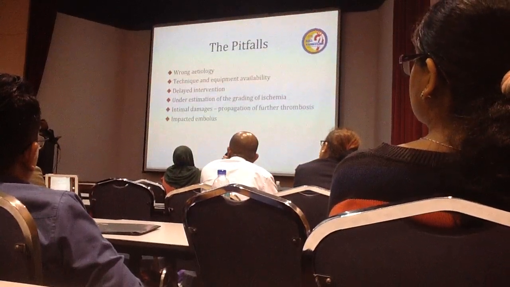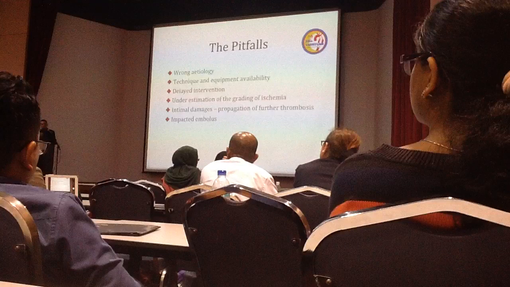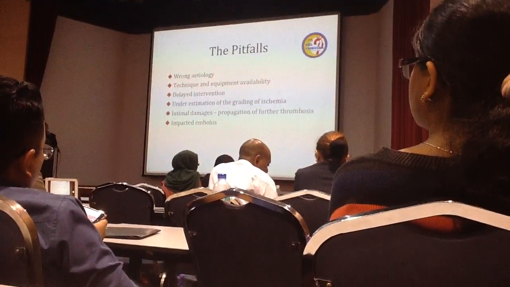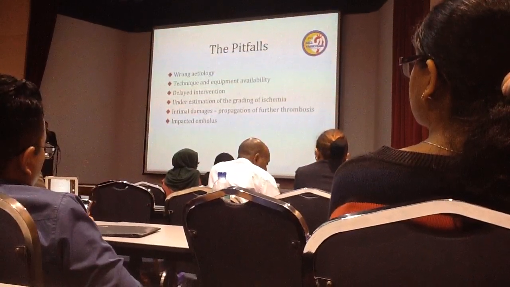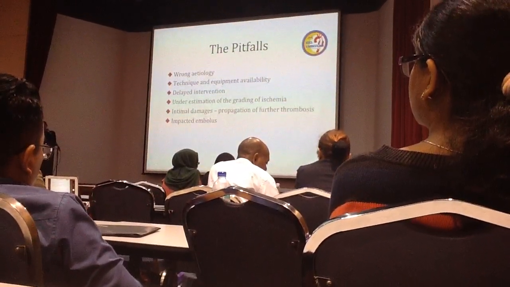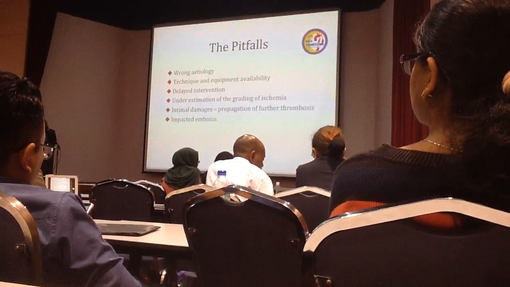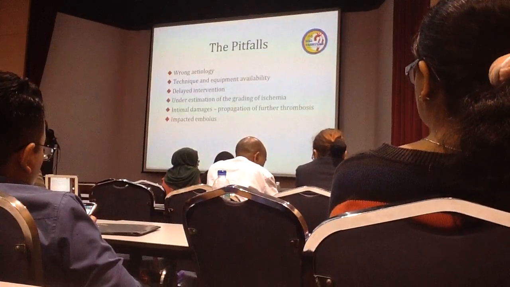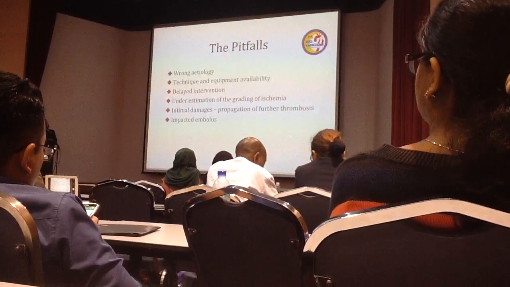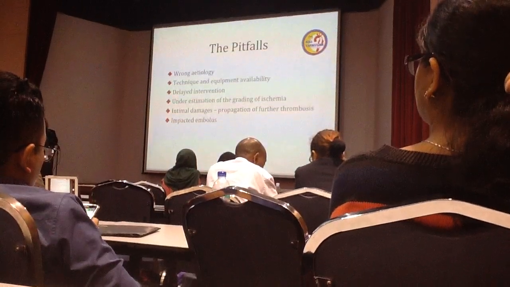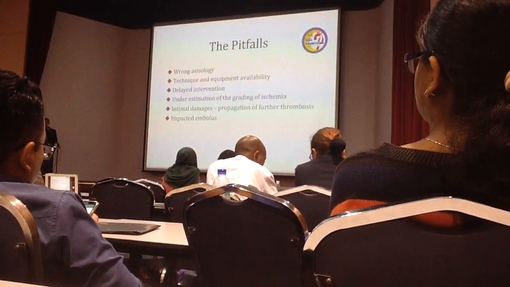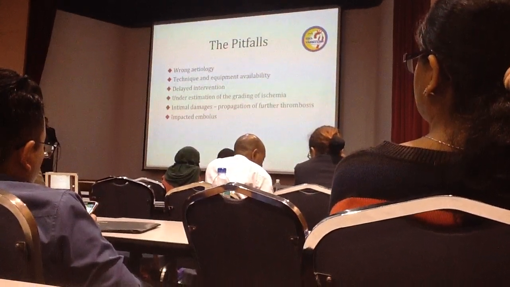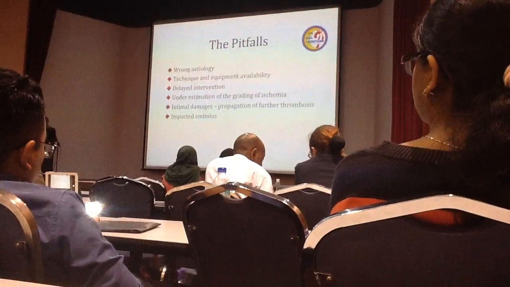You may cause intimal damage during the procedure itself, right? Sometimes because of excessive inflation of your Fogarty catheter, it can cause intimal damage somewhere distally, which we cannot see at our arteriotomy site. So it can cause propagation of thrombus more distally. And then the last one is a very impacted embolus in the vessels. You may have your embolectomy fail to revascularize the limb.